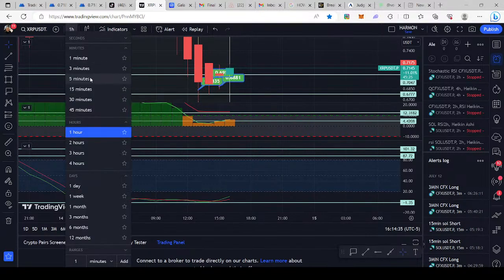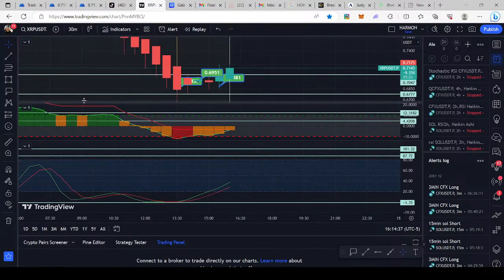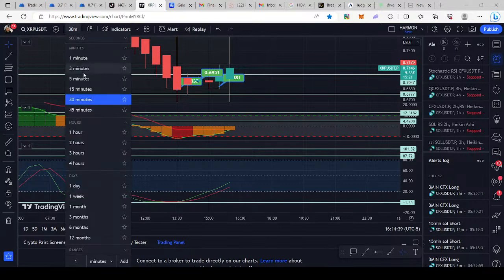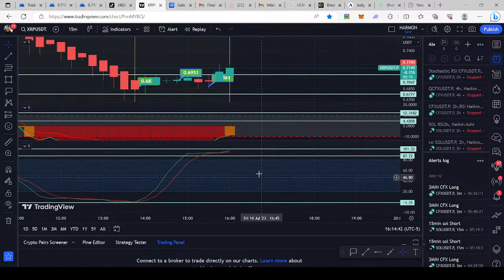So this is where we're just kind of mapping out, okay, where's our next entry? For me, I like to have that 15 minute come back down, find the next support zone, and then when that starts to move, that would be the area.